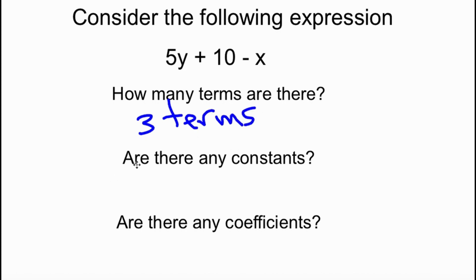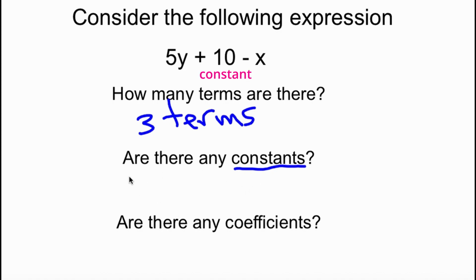Okay. Are there any constants? Well, what is a constant again? A constant is a number that's totally by itself. If you look carefully, the 5 is next to the y. The 5 is multiplying the y. That is not a constant. That is called a coefficient. The 10 is all by itself because it's separated by the addition in the front and a subtraction behind. So the constant is the 10.